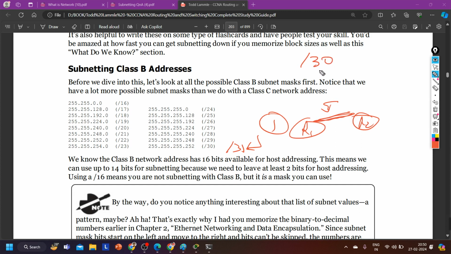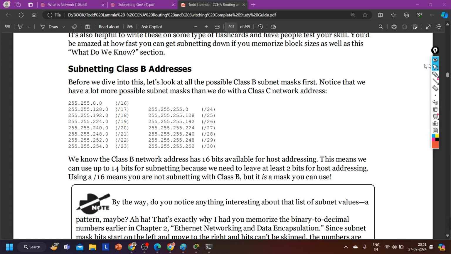/30. See, if I use /24, how many IP addresses will I get? 254. How many IP addresses am I going to use? Only two, one over here, one over here. So I need only two IP addresses here, so I should use /30. And in /30 we get only two valid IP addresses. In the same way, you have to check how many valid IP addresses you will get in each network when you use /17, 18, 19, 20, 21, 22, like this.